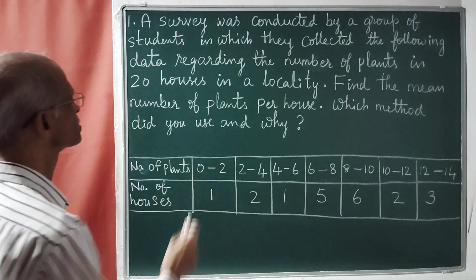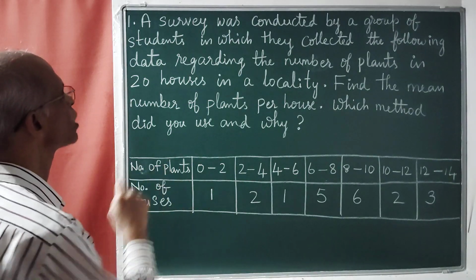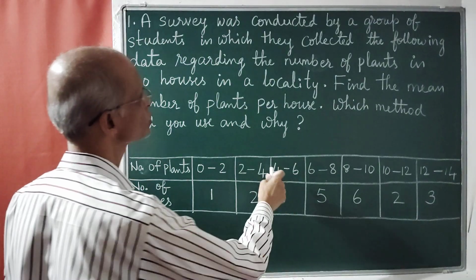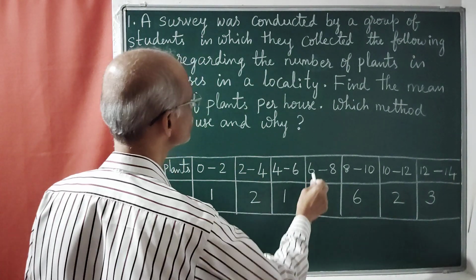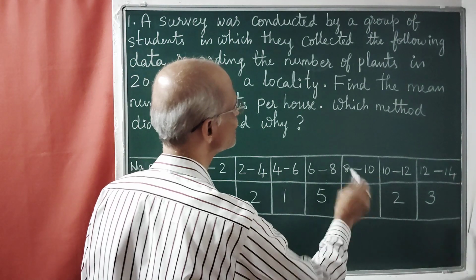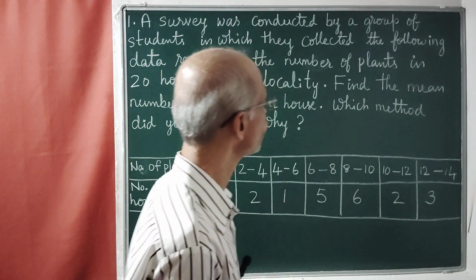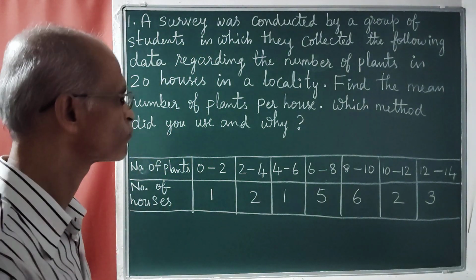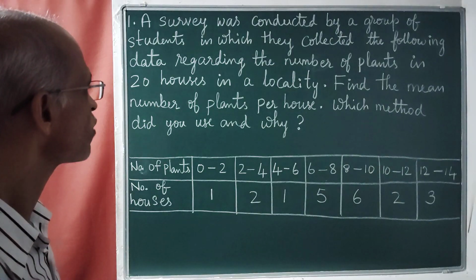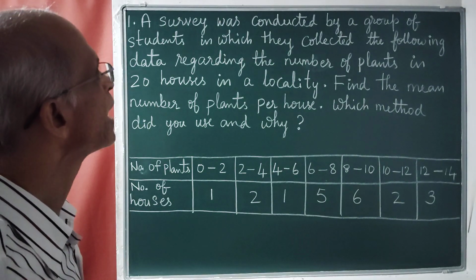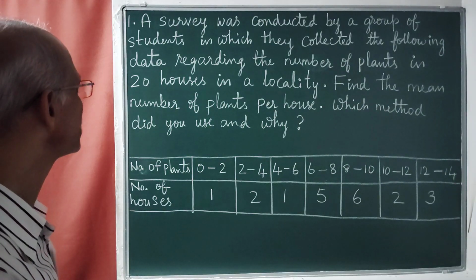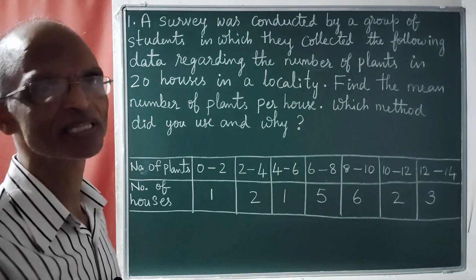0 to 2 plants were found in one of the houses. 2 to 4 plants were found in 2 houses. 4 to 6 plants were found in one house. 6 to 8 plants were found in 5 houses. 8 to 10 plants were found in 6 houses. 10 to 12 plants were found in 2 houses and 12 to 14 plants were found in 3 houses. You have to find out the mean number of plants per house, and tell which method we have used and why we have used that method.